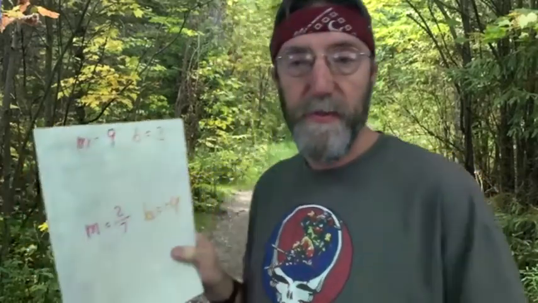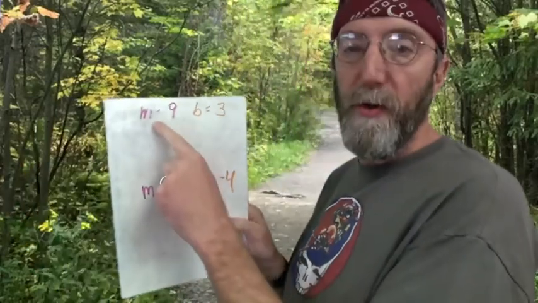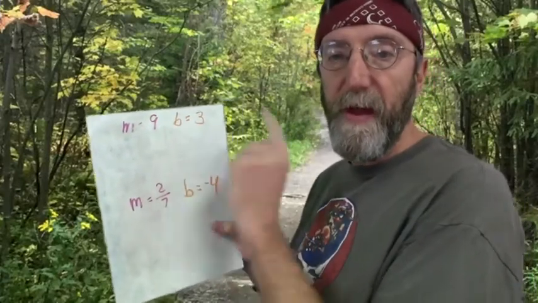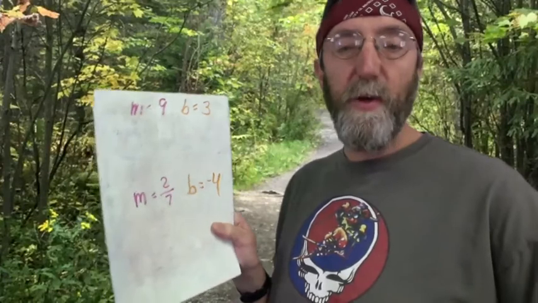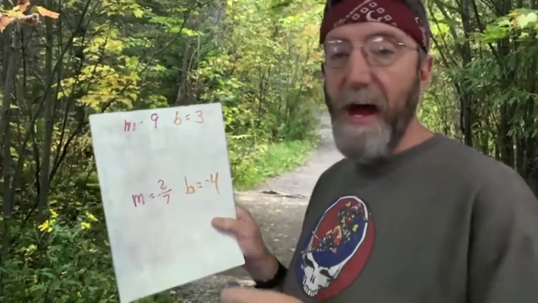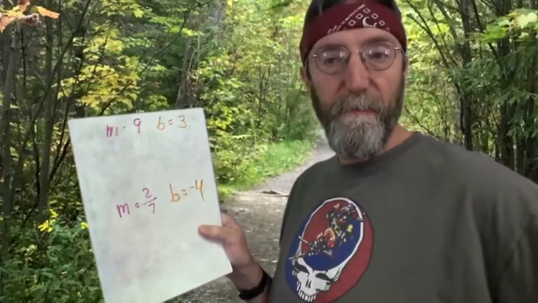So real quick, let's go the other way. Imagine I give you two things. I give you a slope that's 9 and a y-intercept that's 3. Take a second and see if you could write the equation in slope-intercept form where you have a slope of 9 and a y-intercept of 3.